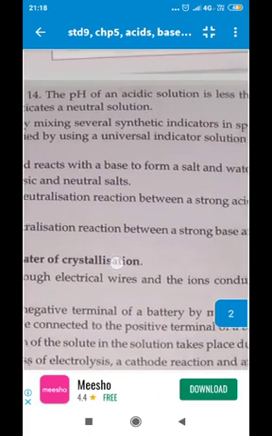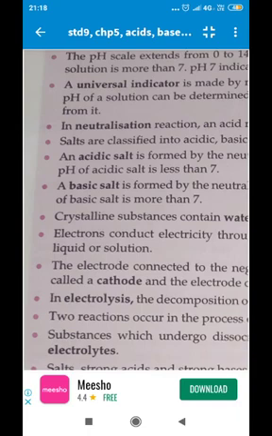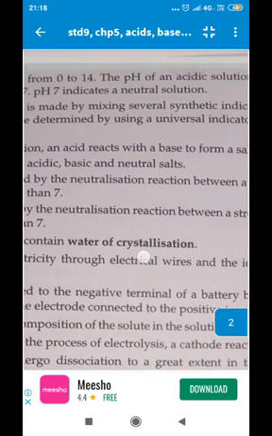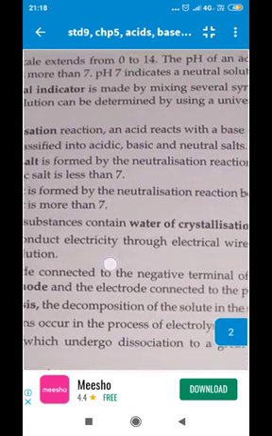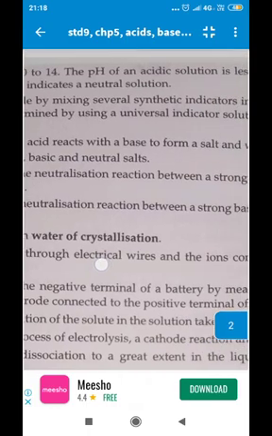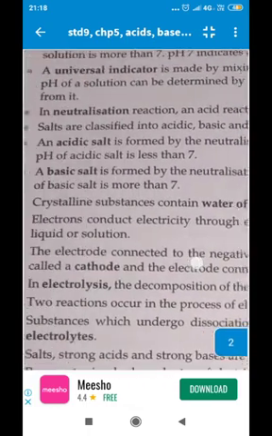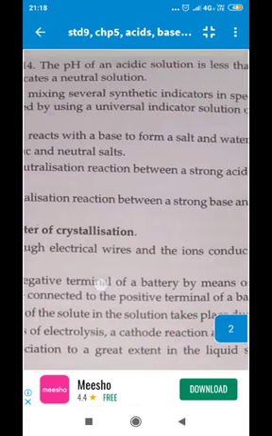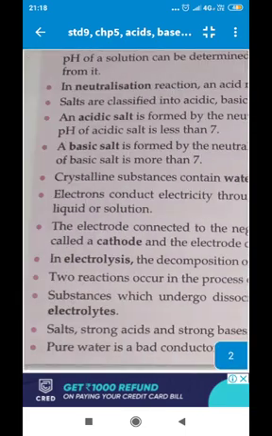The pH scale extends from 0 to 14. The pH of an acidic solution is less than 7 and that of a basic solution is more than 7. pH 7 indicates a neutral solution. A universal indicator is made by mixing several synthetic indicators in specific proportions. The pH of a solution can be determined by using universal indicator solution or the pH paper made from it.